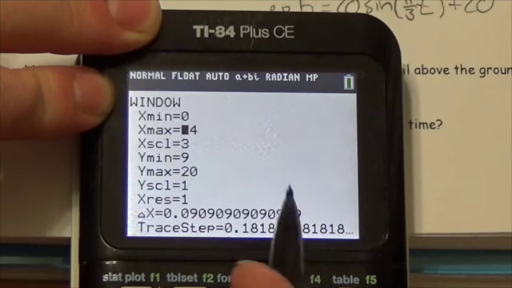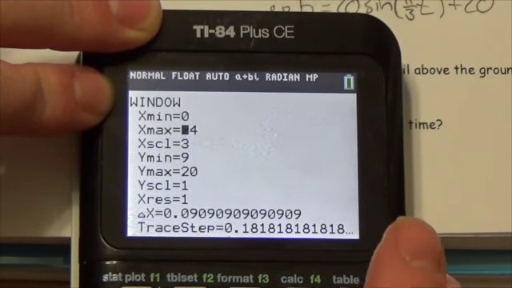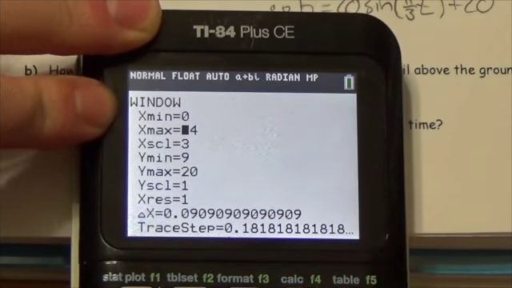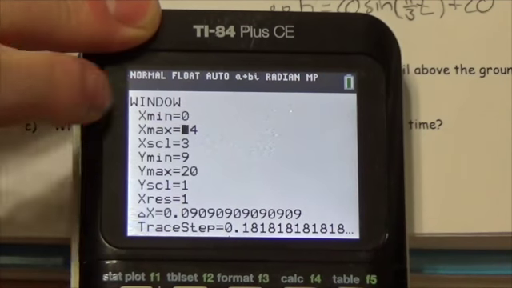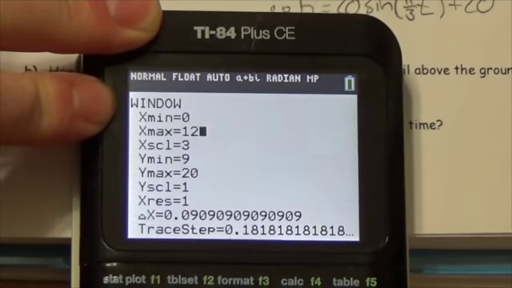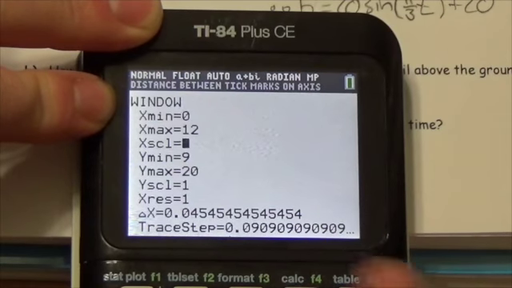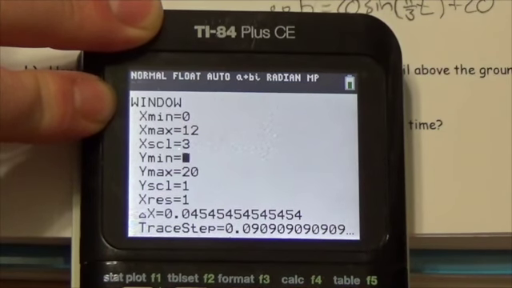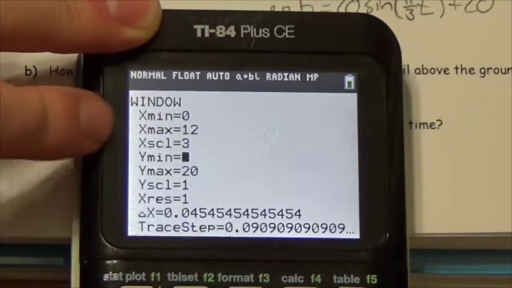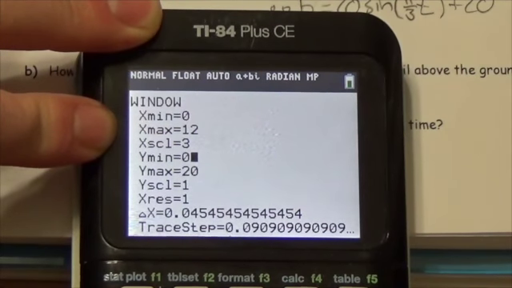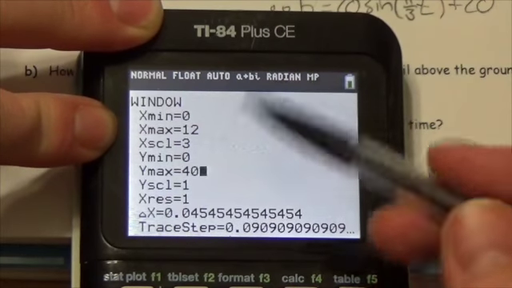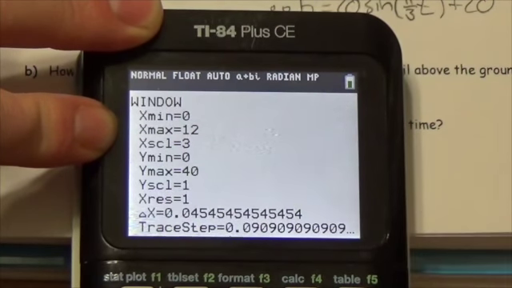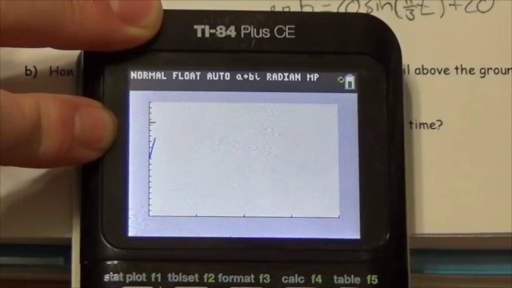Now I know that it revolves once every 6 seconds. So what I'm going to do here is make it, let's say, 12 seconds for 2 revolutions. Scale at 3 is probably fine. My min this time is going to be 0. And I'm going to let my maximum be the full diameter, from the bottom to the top of the screen. The scale, I'll probably let go by 2s just to make it a little easier to read. Press graph.